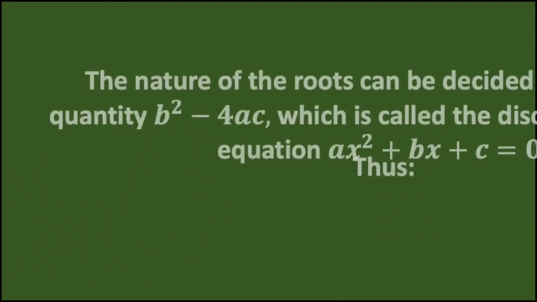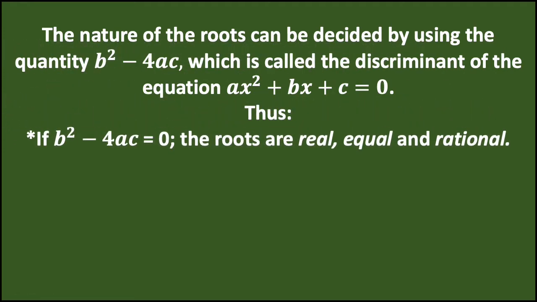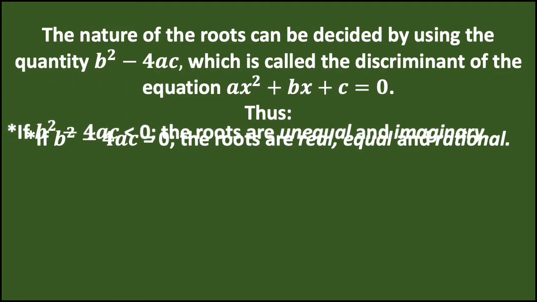So let us now discuss our topic for today about nature of the roots. The nature of the roots can be decided by using the quantity b squared minus 4ac, which is called the discriminant of the equation ax squared plus bx plus c equals 0. Thus, in this case, we have 4 cases. If the discriminant b squared minus 4ac is equal to 0, the roots are real, equal, and rational.